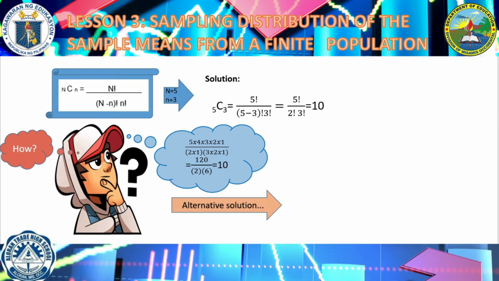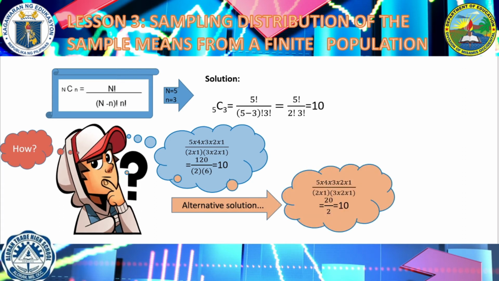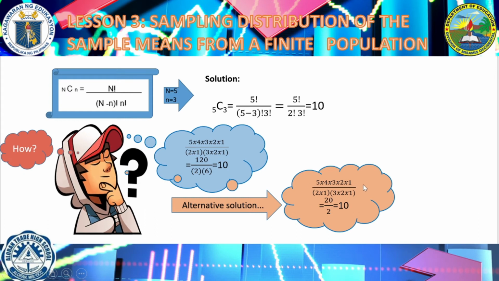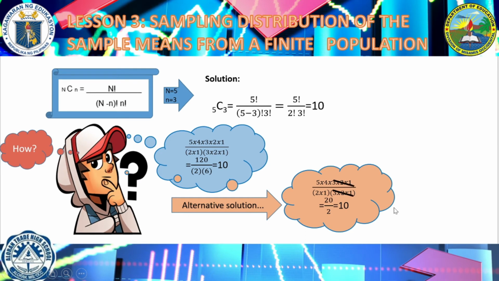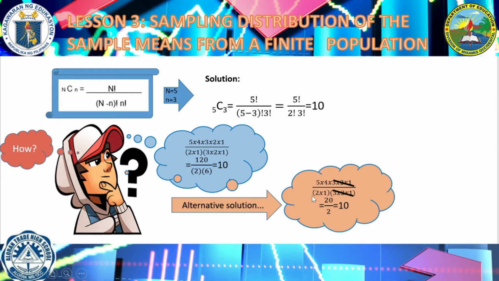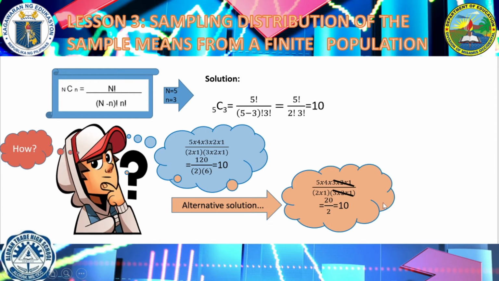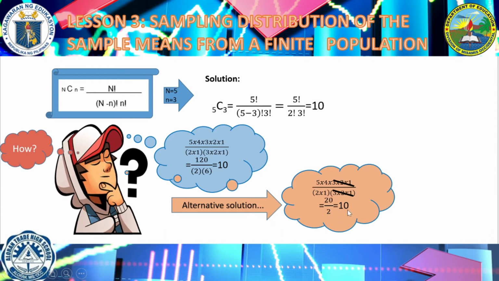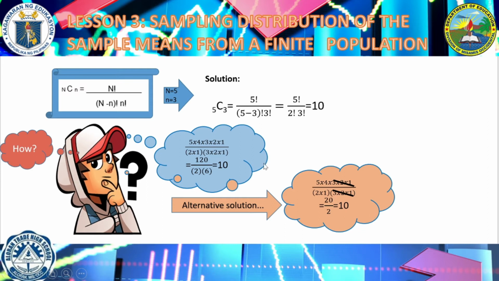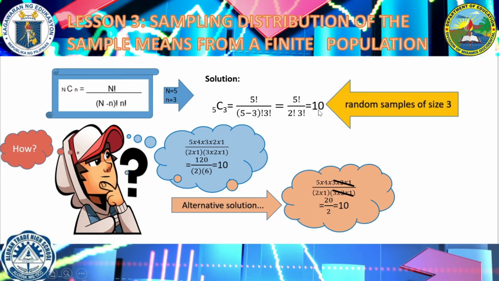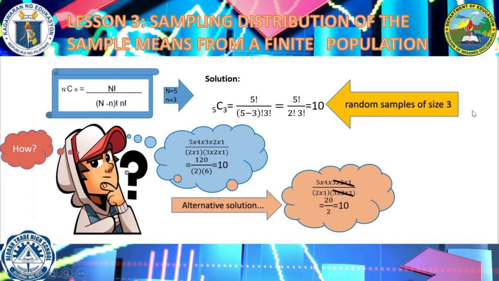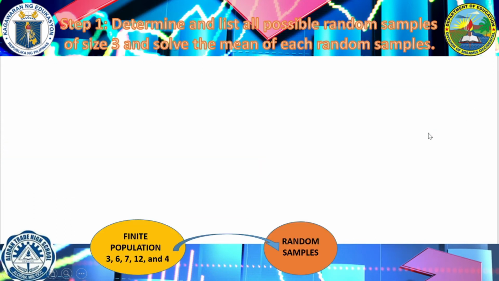This is our alternative solution. After we expand the numerator and the denominator, we check for the common factors. Cancel out the common factors, so what is left is 5 times 4, which is 20, and 2 times 1, which is 2. Dividing 20 by 2, the answer is 10. You can use any method convenient for you. So 10 is the number of random samples of size 3 that we shall be creating.